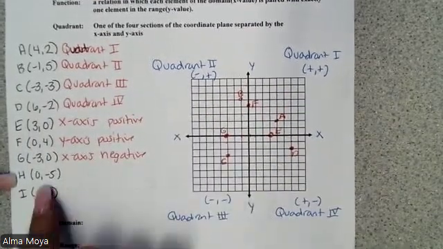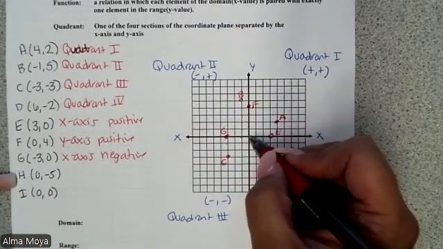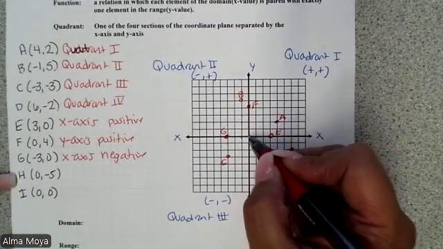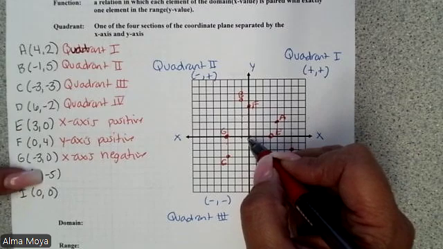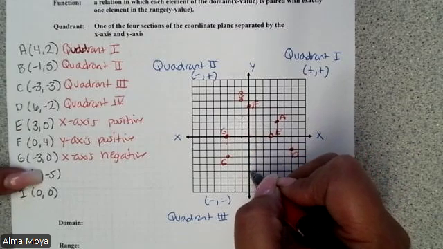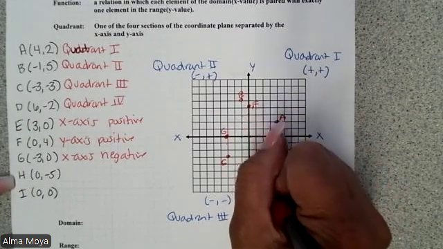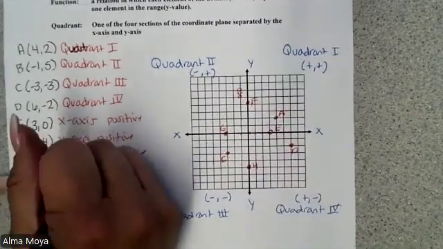On the next one, X is 0, so it's not going anywhere left to right, but the Y is -5, so I've got to go down to -5. 1, 2, 3, 4, 5. And this is the Y axis on the negative side.